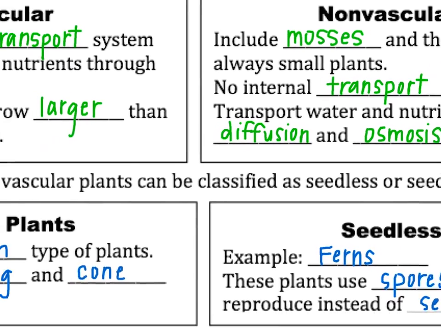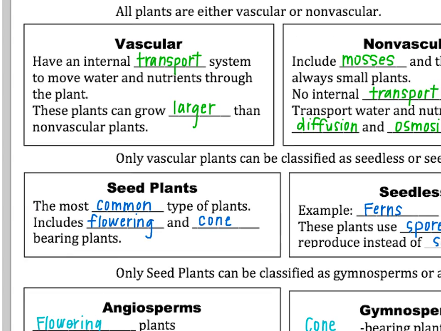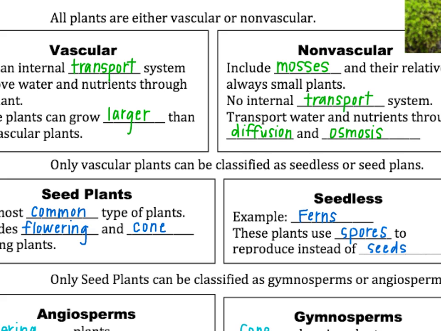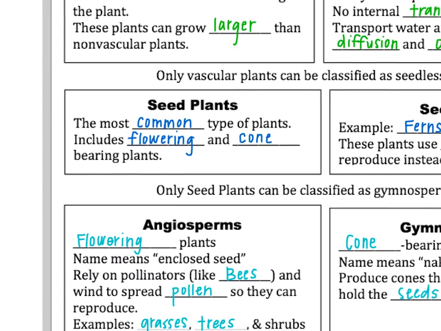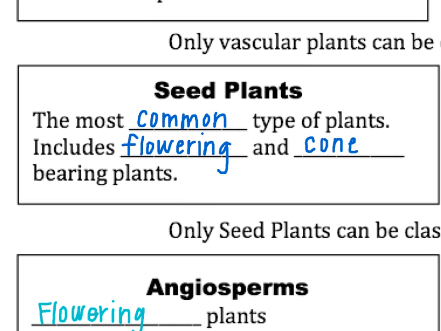Now, if a plant is classified as vascular, then it can be classified in a more specific way as either a seed plant or a seedless plant. If it's a non-vascular plant, it can't be classified as seedless or seed plant. If it's non-vascular, you've got to stop there. But if it is vascular, you can move on to the next level. So, if it's a vascular plant and it has seeds, it's called a seed plant. And this is the most common type of plant. Most plants are seed plants.